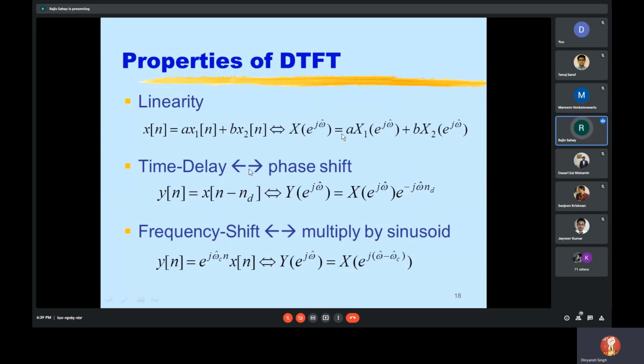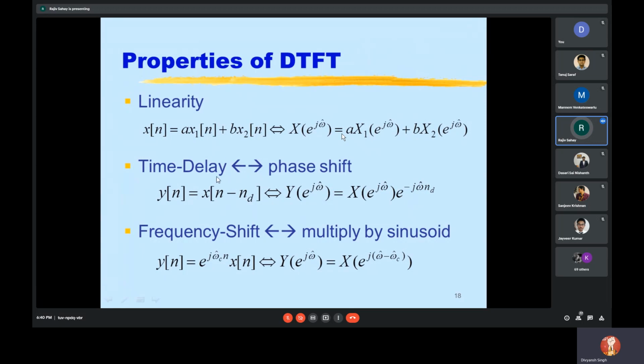Some properties of DTFT: linearity, time delay, and frequency shift. We have already seen this. The frequency shift is interesting. It is multiplied by a sinusoid, so that is also called the modulation property. So this omega c is the carrier frequency in communication systems. The carrier is a high frequency, and the content of x of n is generally baseband. So x of omega is shifted to x of omega minus omega c.